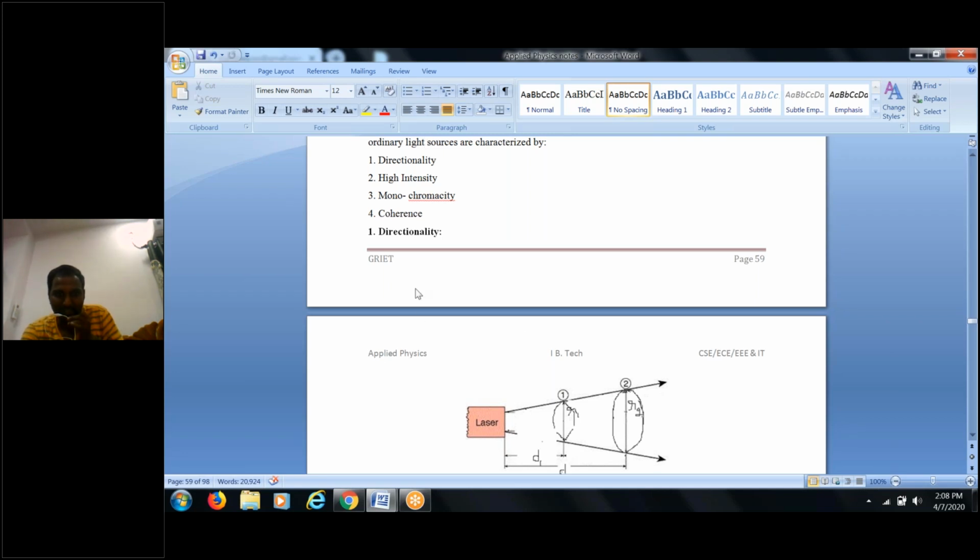And the fourth characteristic is coherence. What is meant by coherence?